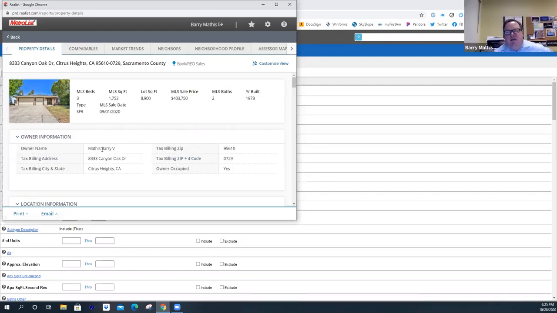Oftentimes you'll find that the person you're talking to is a relative of the owner, but they're not the actual owner. So it'd be good to know, because when you go on the listing appointment, you'd like to have the real person there.